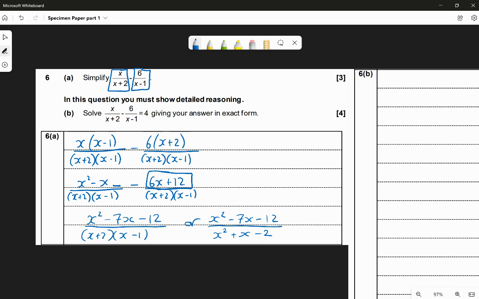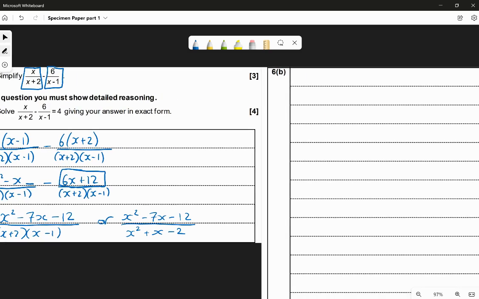You might think, oh, could I simplify it further? Could I factorize the numerator and then find a common factor and divide? But you find out that you cannot factorize x squared minus 7x minus 12, so that is as simple as it gets. Okay, part B.